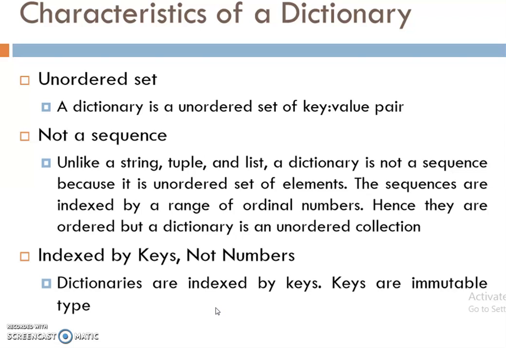The sequences are indexed by a range of ordinal numbers, hence they are ordered, but a dictionary is an unordered collection. Next one, indexed by keys, not numbers. Dictionaries are indexed by keys. Keys are of immutable type.